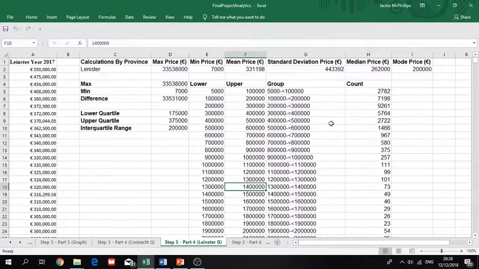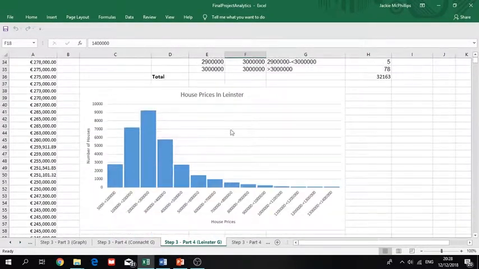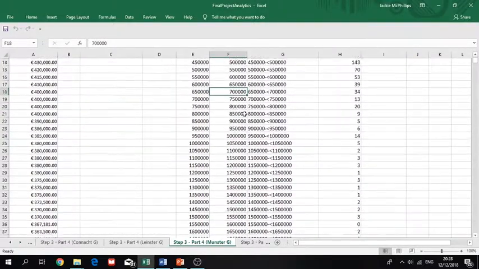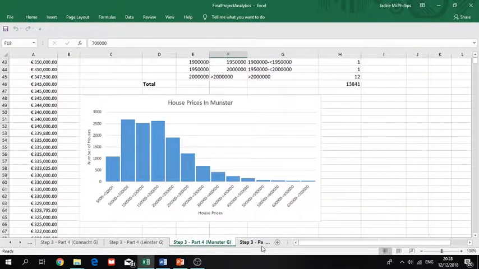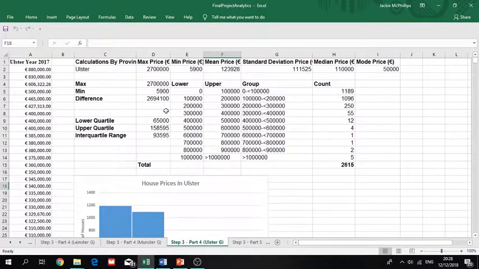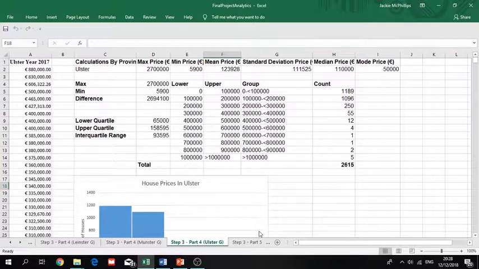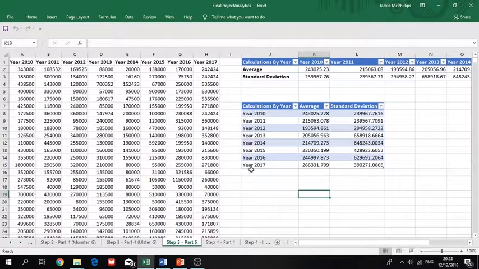Leinster, groups, histogram. Munster, histogram, and Ulster, histogram. These were all from the year 2017. And then part 5 of step 3 to find the average and standard deviation of each year. This is the data I used, and these are my table results.